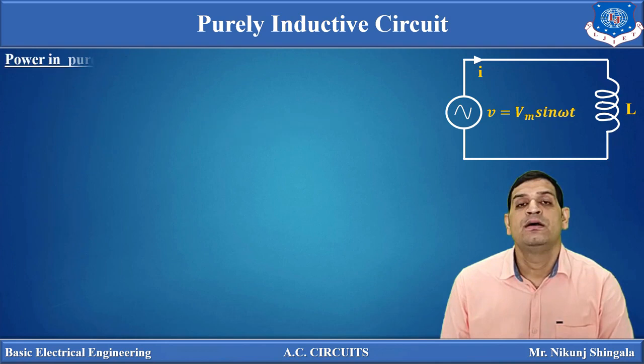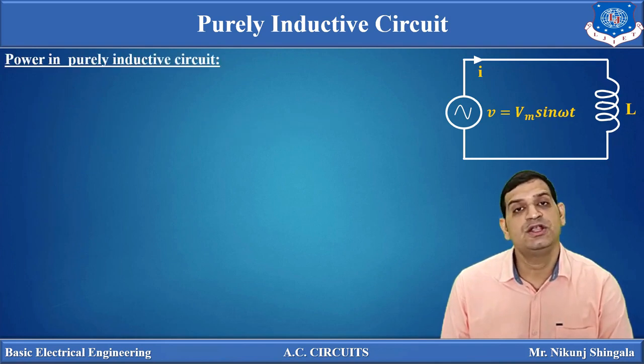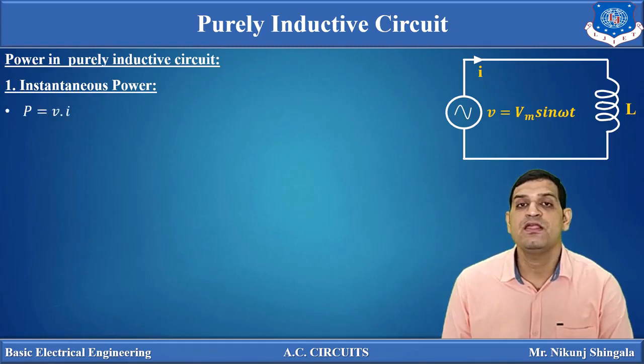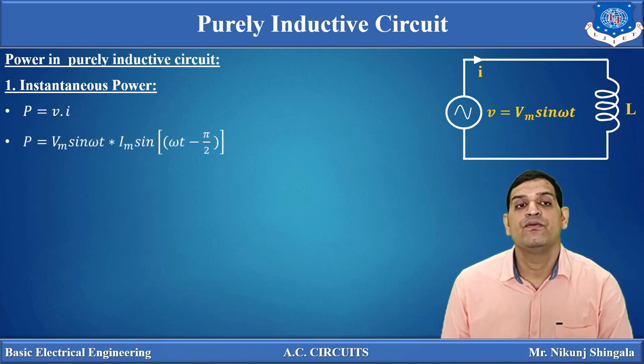Next is the expression of power, instantaneous power and average power. We know the instantaneous power is the product of the instantaneous value of voltage and the instantaneous value of current at every instant. So p equals v into i, where v is represented by Vm sin omega t and i is represented by Im sin(omega t minus pi by 2).